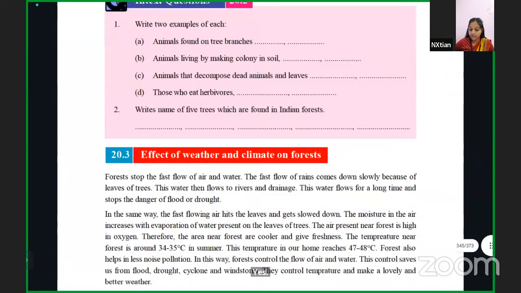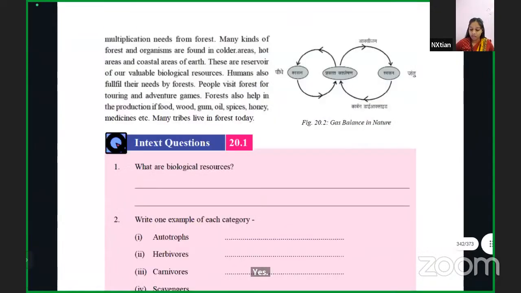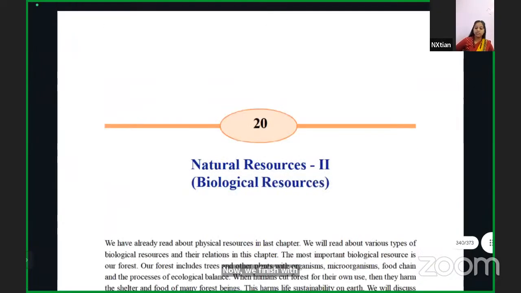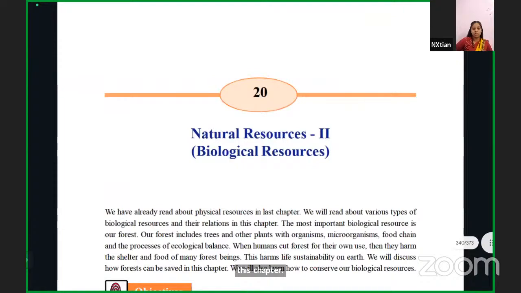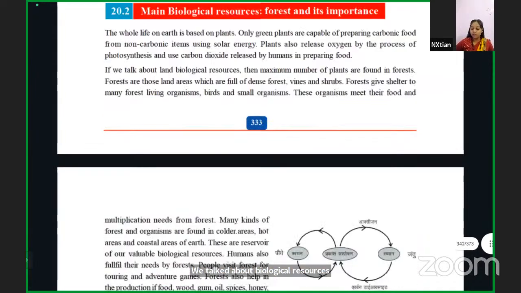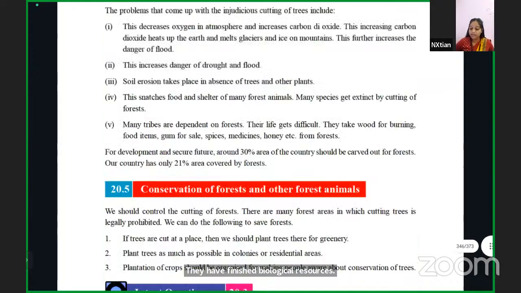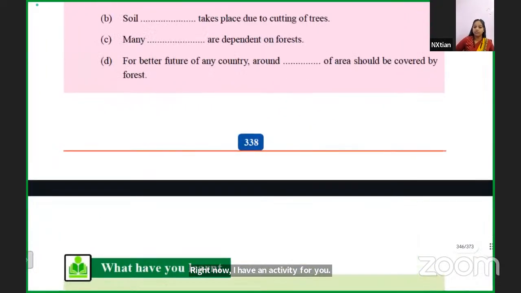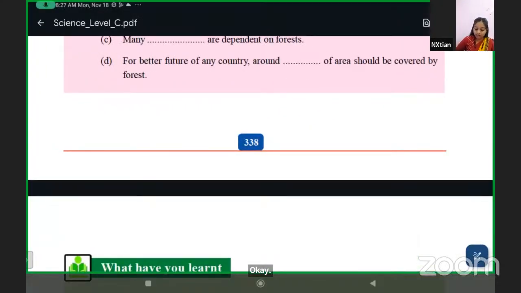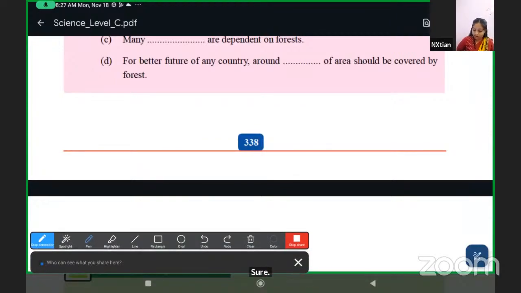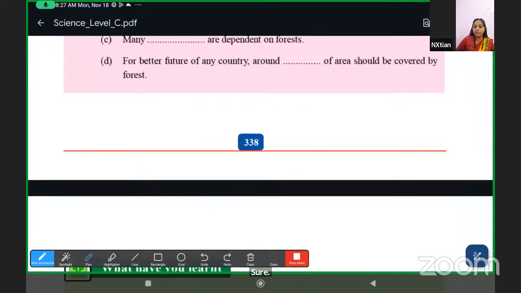Now, we finished with this chapter, that is natural resources 2. We talked about biological resources. We have finished biological resources. Right now, I have an activity for you. Draw a food chain with a minimum of 5 organisms.